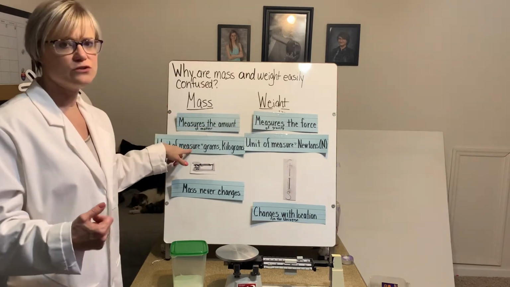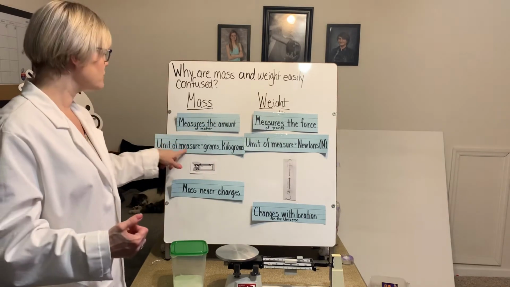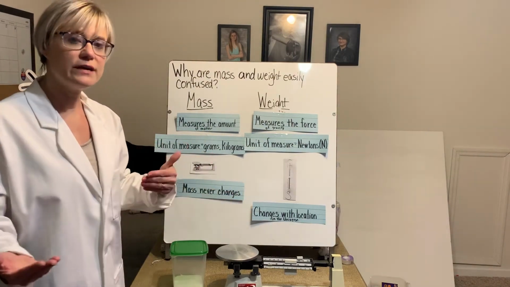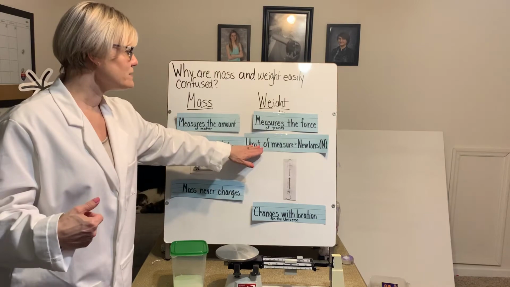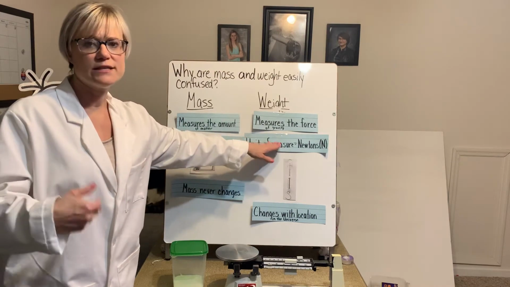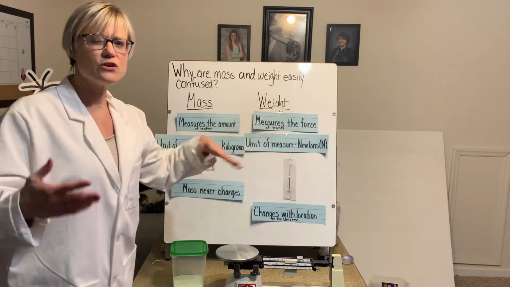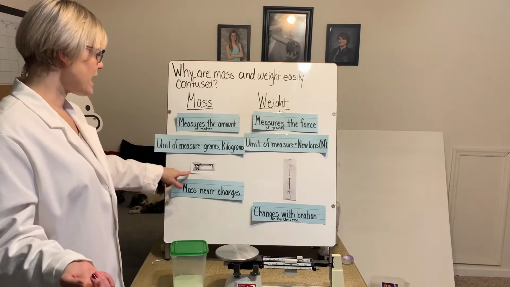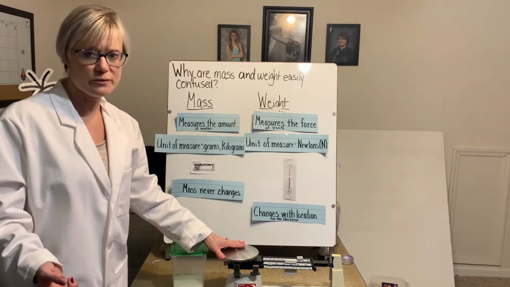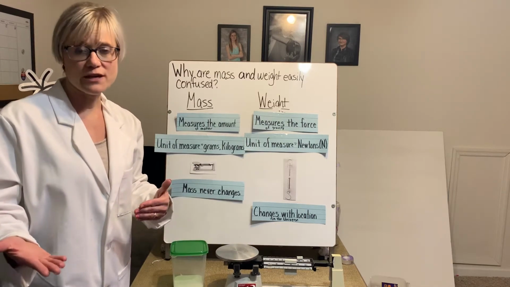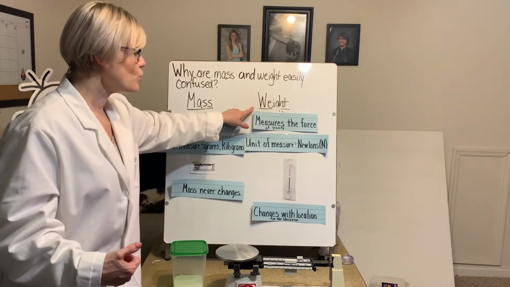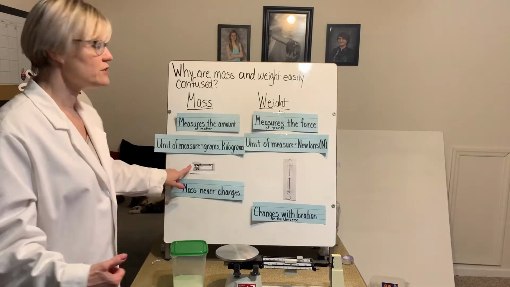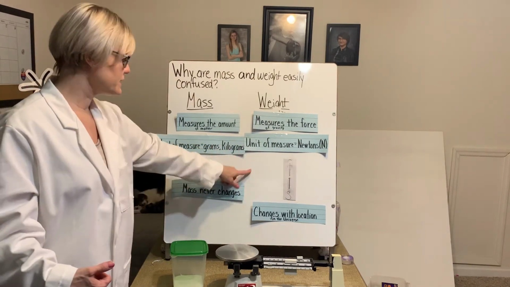Now we go to the unit of measure for mass. The units of measure for mass are grams, kilograms, ounces, and pounds. All right, when you measure weight, we measure weight in newtons. So what tools do we use in order to measure these? With mass, we measure with a triple beam balance, like we did with the Coke cans on Friday. And then weight would be measured with a spring scale. Okay, so that's different again.